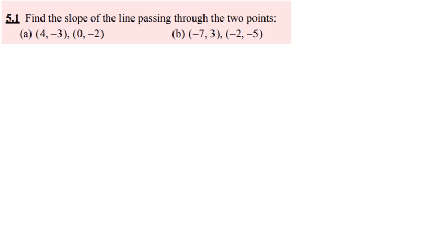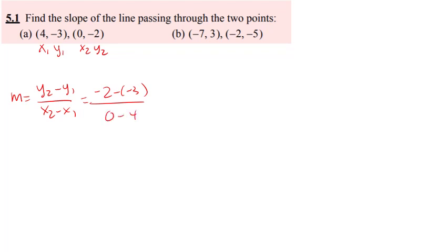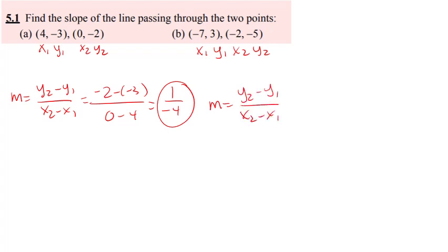So the next part that we have here is labeling x1, y1, x2, y2. I'm going to write my slope formula. And that's -2 minus -3 over 0 minus 4. And that will be 1 over -4. Okay, same thing for the second one, x2, y2. Gonna write the formula down again. -5 minus 3 over -2 minus -7, -8 over 5.